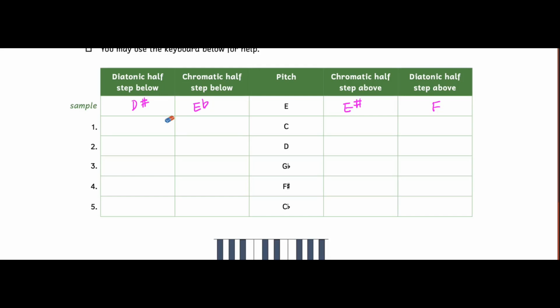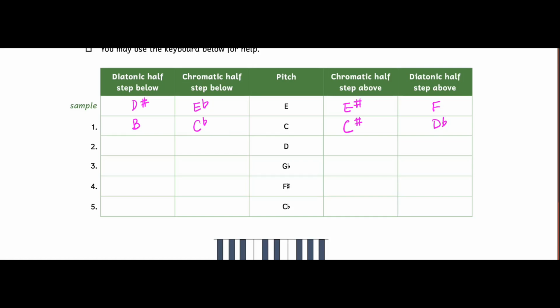Okay, number 1. We can put C here and C here. A half step below C is C flat. A half step above C is C sharp. The letters here are going to be B, C, D. A diatonic half step below C is B, and a diatonic half step above C is D flat.